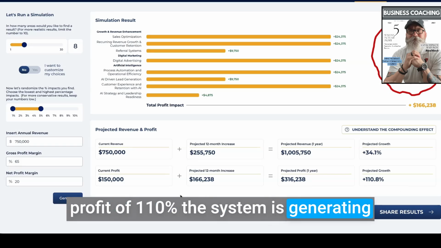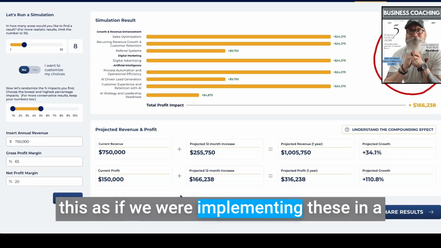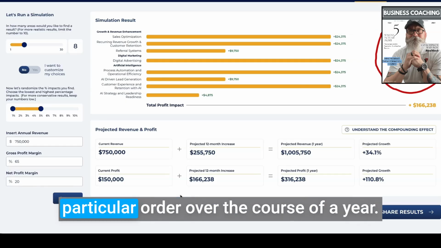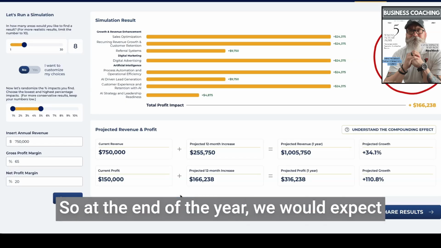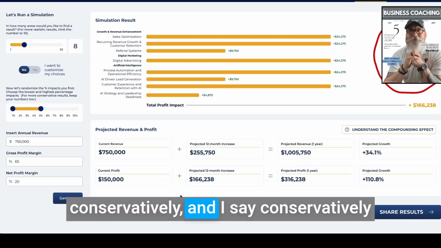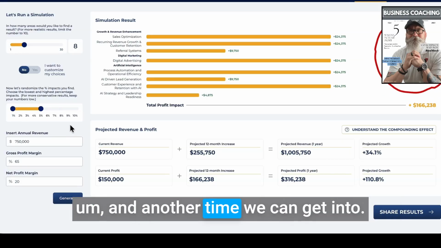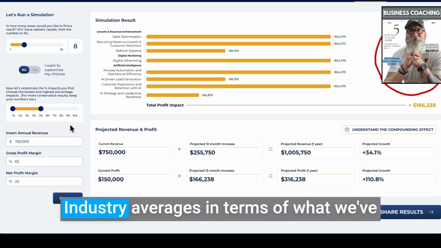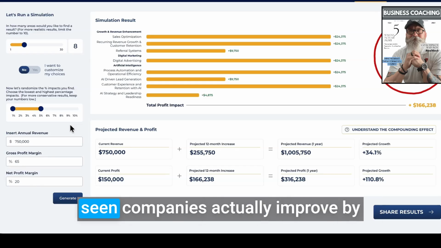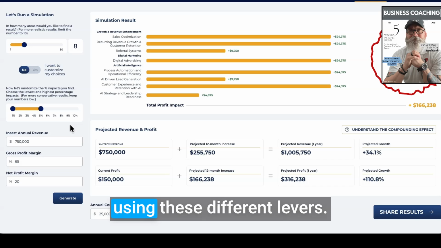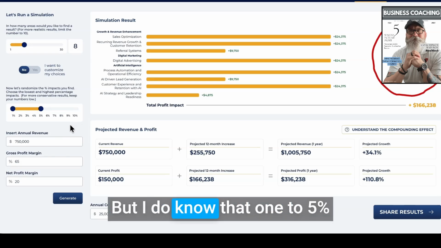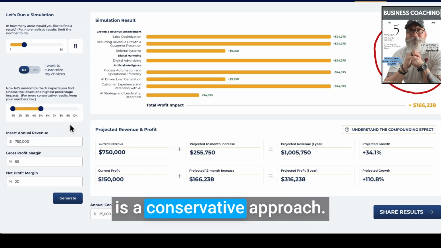The system is generating this as if we were implementing these in a particular order over the course of a year. So at the end of the year, we would expect conservatively, and I say conservatively because these percentages are conservative. And another time we can get into industry averages in terms of what we've seen companies actually improve by using these different levers. But I do know that 1 to 5% is a conservative approach.